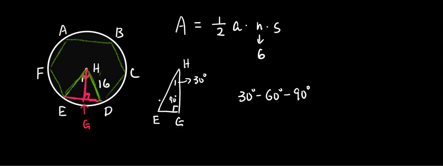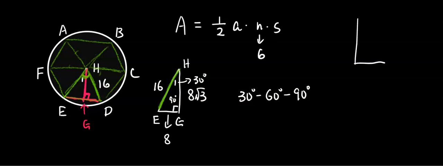It is given HD is 16, therefore HE is also 16. Why? Because if we connect the center of the circle, the center of the polygon, to these vertices, all these are radii. So given HD is 16, we immediately know HE is also 16. If HE is 16, in this special right triangle 30-60-90, EG is half of 16, that's 8. HG would be 8 times the square root of 3.